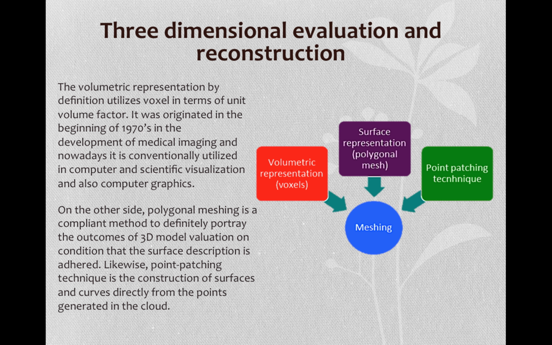On the other side, polygonal meshing is a compliant method to definitely portray the outcomes of the 3D model. Likewise, the point patching technique is the construction of surfaces and curves directly from the points generated in a cloud. It employs a non-uniform rational basis spline mathematical model to develop the 3D model. Therefore, after generating a 3D mesh model, texturing is the last phase, in which the software outlines a digital color image onto a 3D surface and thus portrays a photorealistic representation.